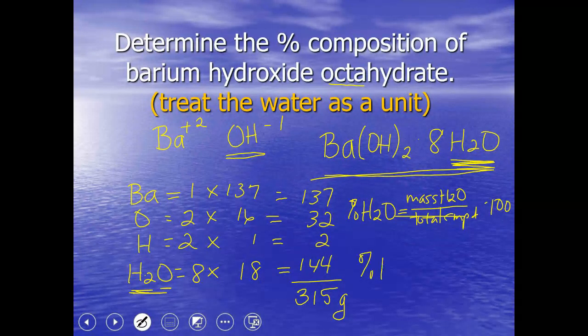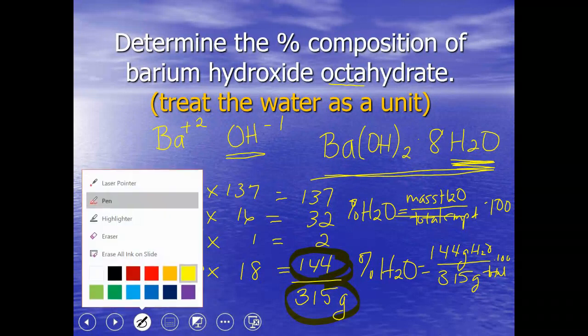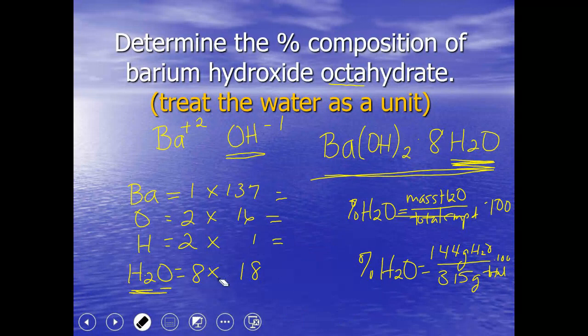So to get the percentage of water, I'm going to take, let me get a little highlighter here, I'm going to take my 144. I'm going to divide by the 315, and then I'm going to multiply by 100. So I take the 144, which is grams of water. I divide by the 315 grams total. And then I also need to multiply by 100. Now I'm going to use my eraser here and get rid of this molar mass so that I have some space.